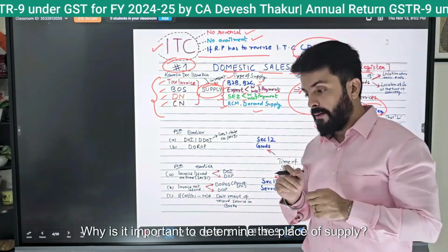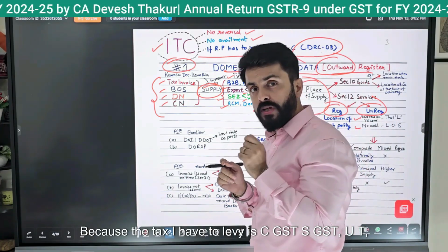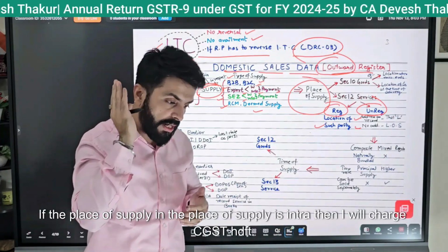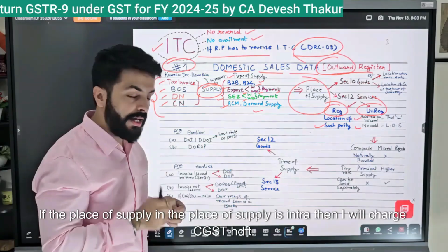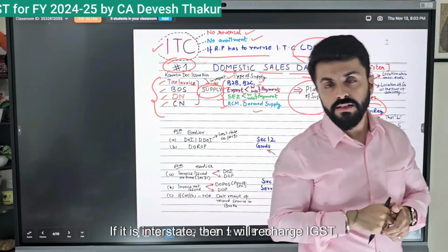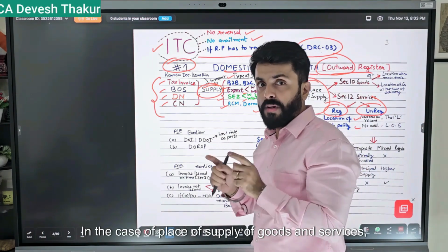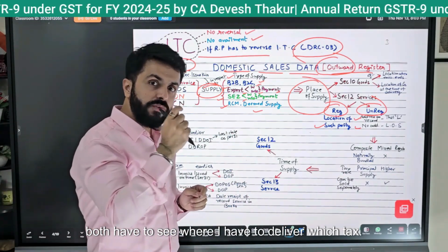Why is it important to determine the place of supply? Because the tax I have to levy, CGST, SGST, UTGST or IGST, depends on it. If the place of supply is intra-state, then I will charge CGST and SGST. If it is interstate, then I will charge IGST. This is our important concept. In the case of place of supply of goods and services, we have to see where I have to deliver, and accordingly which tax applies.